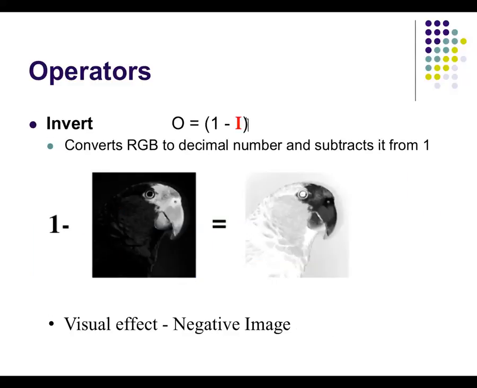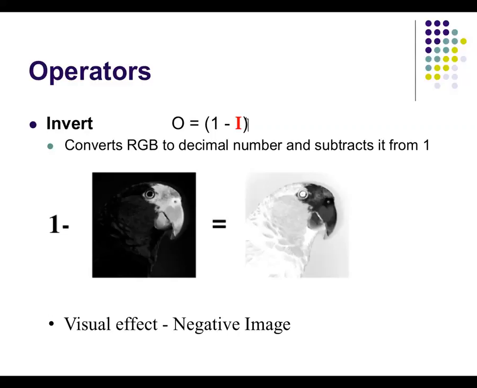This is a single source operator called invert. Now, invert uses the operator O equals 1 minus I, or the input. So essentially what this is doing is it's subtracting the RGB values, which have been converted to floating point decimal numbers, from 1, and you get the negative result.